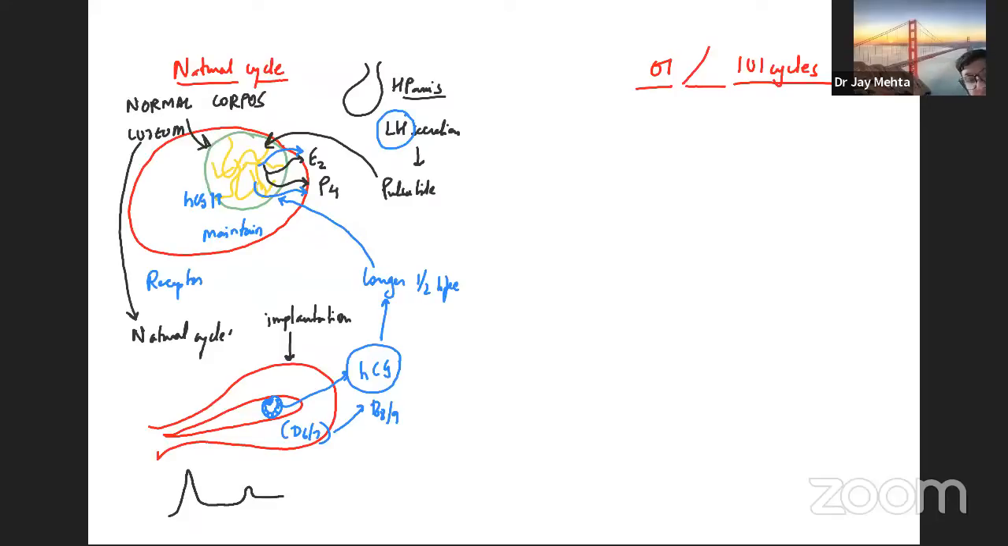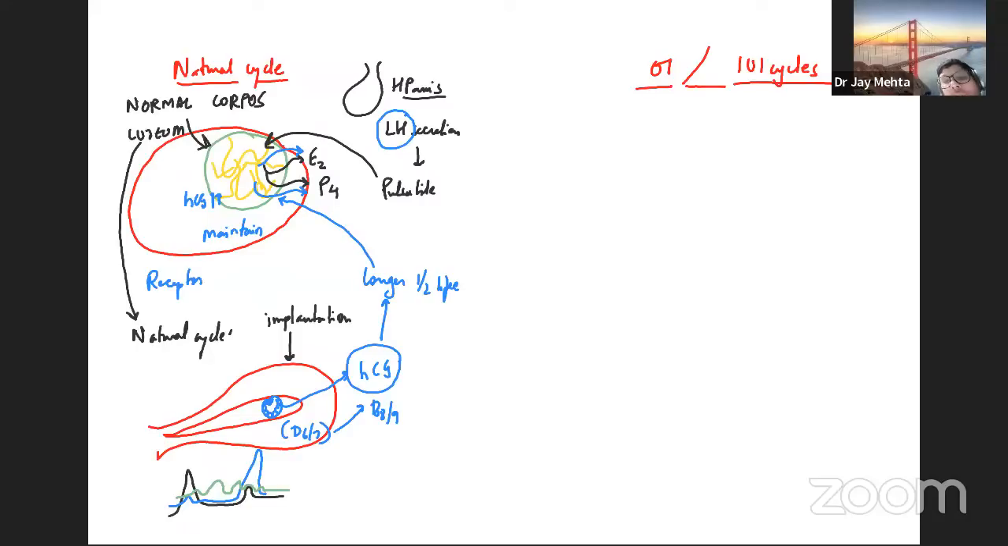With LH, something different happens. LH is very small in the beginning, then it is at a plateau stage, and then there is a huge LH surge. With estrogen, what happens is estrogen starts growing here, then it starts growing here, then it comes again, and then there is a surge in estrogen, and then there is a plateau in the estrogen levels.